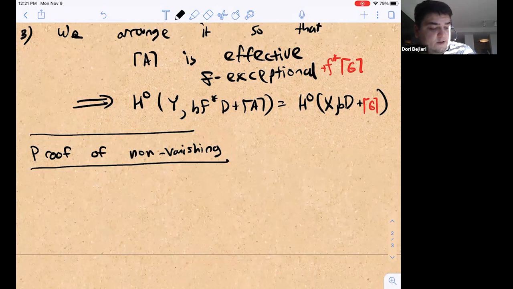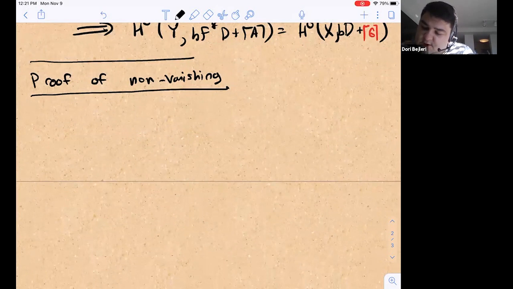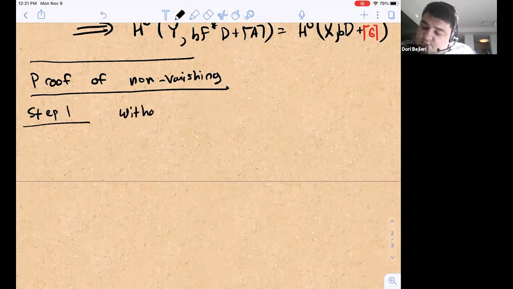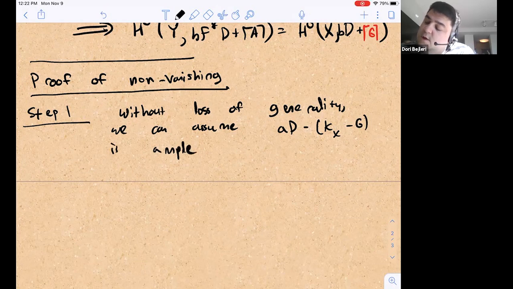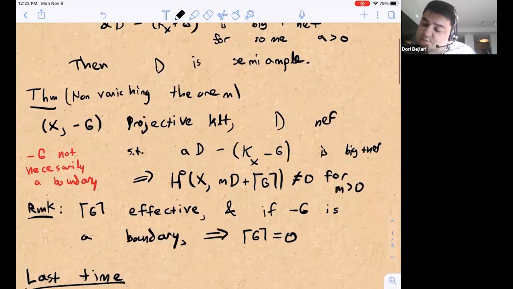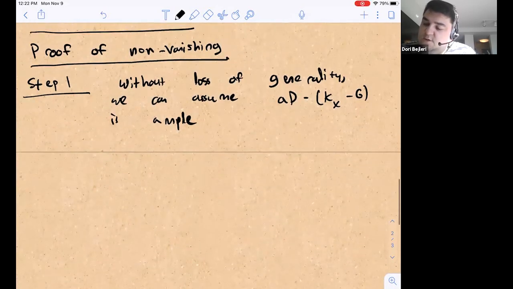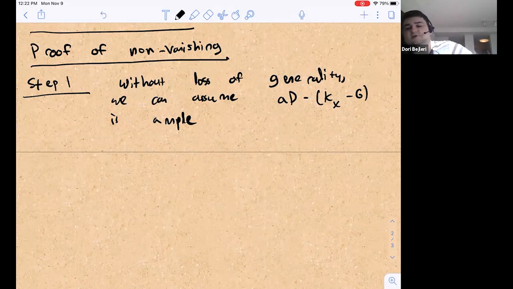Okay, so the first step is some setup. Basically, without loss of generality, we can assume that A D minus K_X minus G is ample instead of just big enough. So in our assumptions for the theorem, we're assuming it's big enough, and our first step is just that we may as well take it to be ample. The way to do that is we're going to take a resolution and then perturb the coefficients. This is the general idea that if you take a log resolution and you perturb by some f-exceptionals, you can make big enough divisors ample.